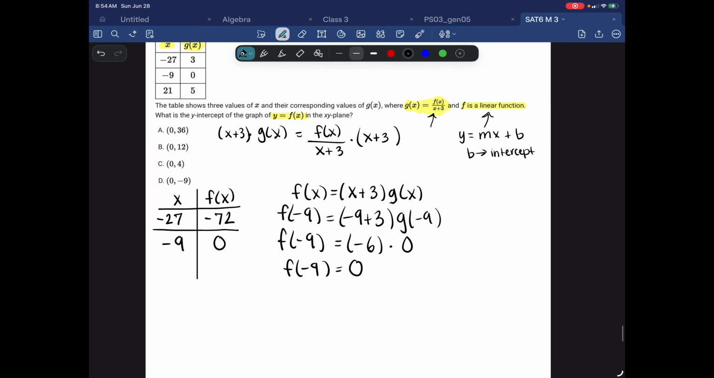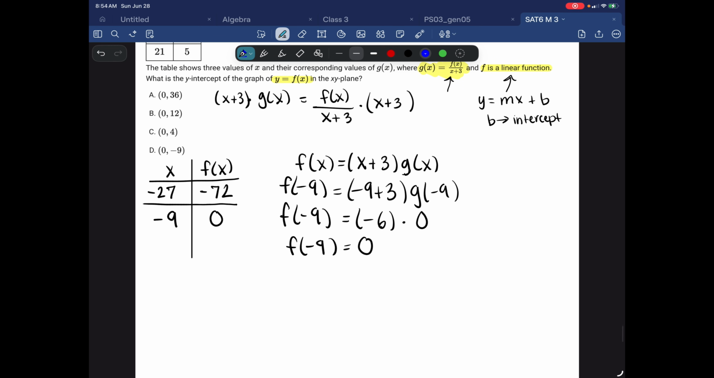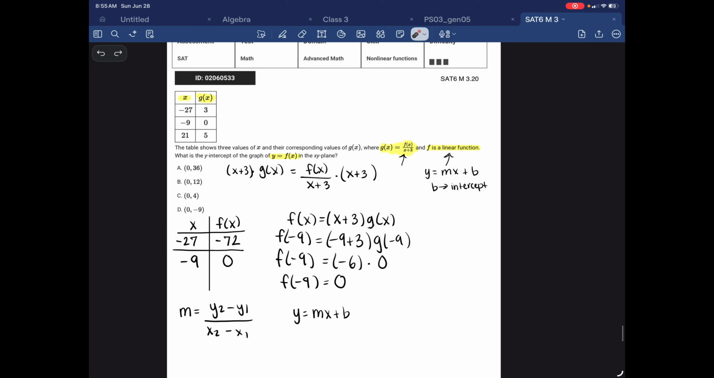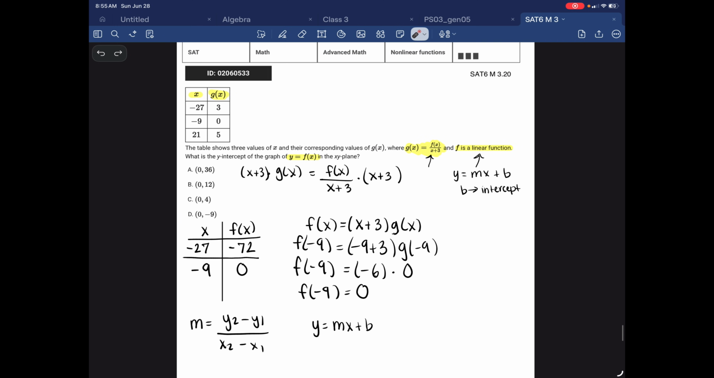And now that I have 2 points, I can come up with the equation of a line. You can first find your slope by doing y2 minus y1 over x2 minus x1. And then you're going to have y equals mx plus b, and then you can plug in any x and y value to solve for b. In this case, I'm just going to regress it after I get my table because it's the fastest way.